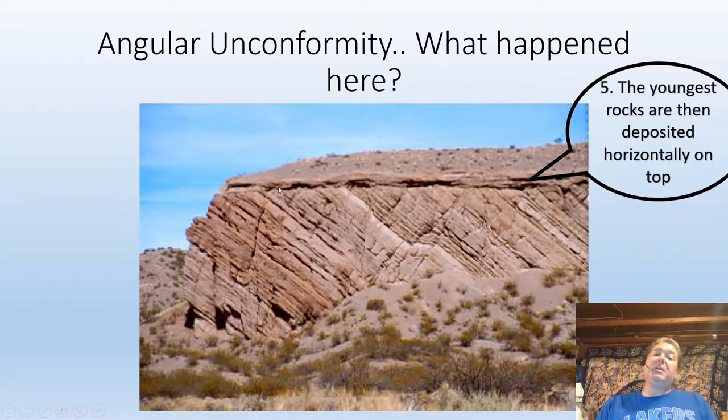But again, these layers are now being deposited horizontally again, right? So from oldest to youngest, let's go back. We have oldest layers here, then younger and younger layers deposited on top. Then the whole thing is uplifted. Then a big period of erosion occurs, making a nice flat surface. And then we have the deposition of these new, yet still horizontal layers on top of this. This is known as an angular unconformity.